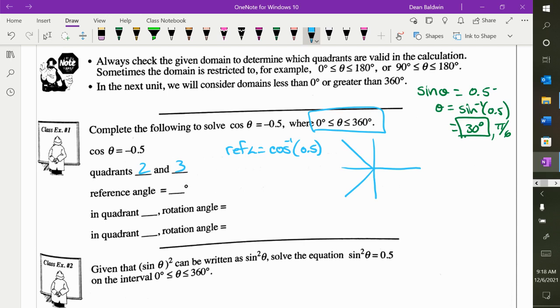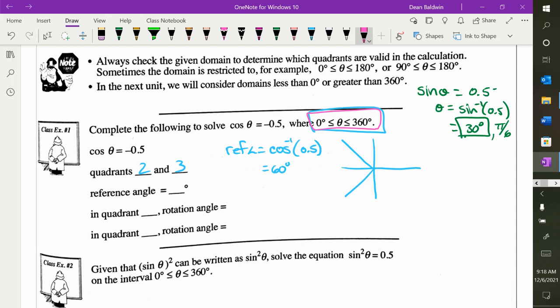It's 60 because it's cosine, not sine. So I'm going to get a reference angle of 60 degrees. We're going to do it in degrees because they want the answer in degrees. So make sure your calculator's in degree mode. That's a good question, actually. So you should get 60 degrees. Make sure you know how to do that. Is everybody happy with that?